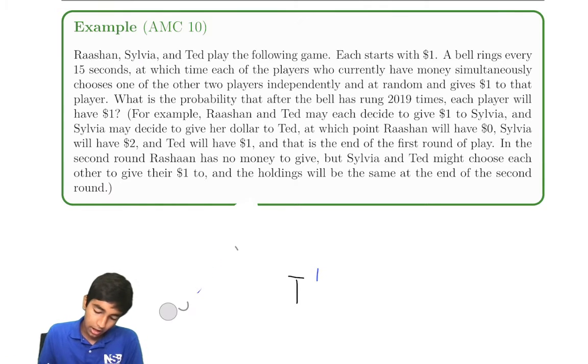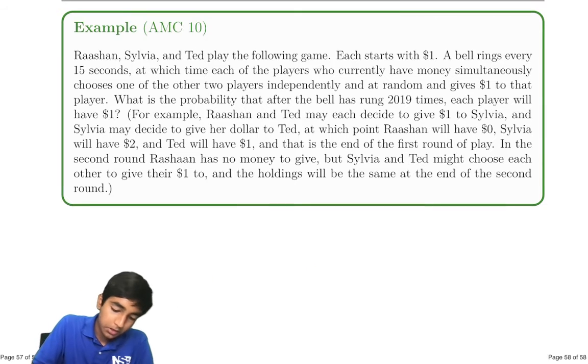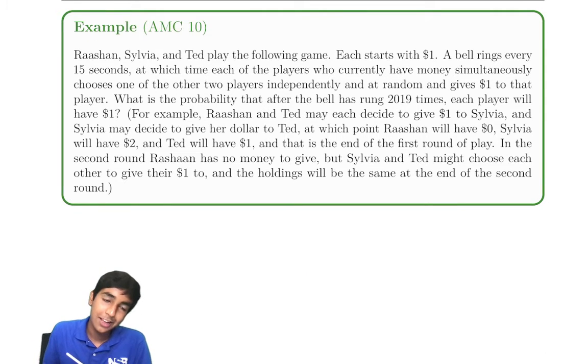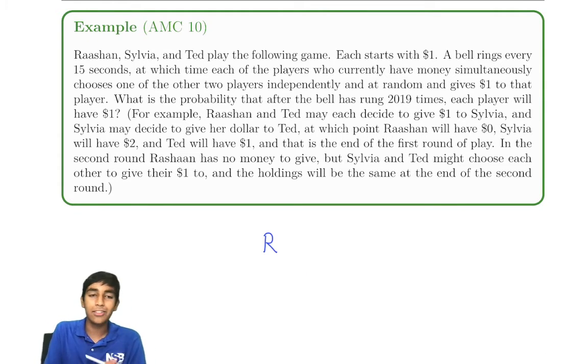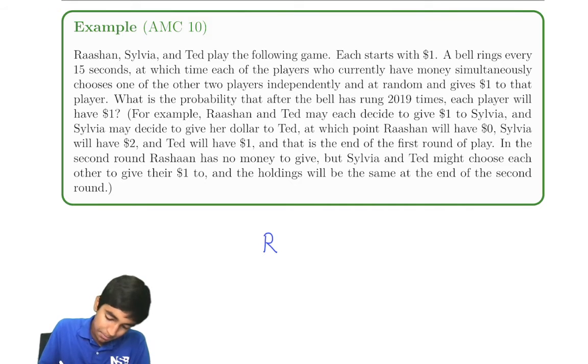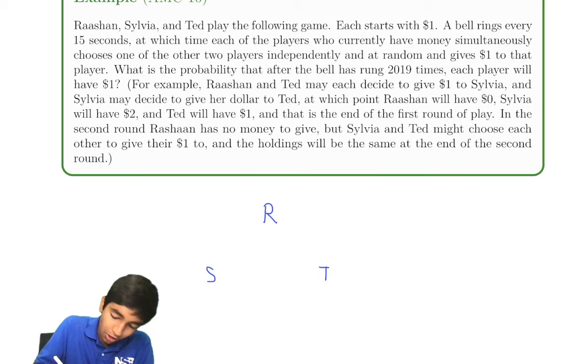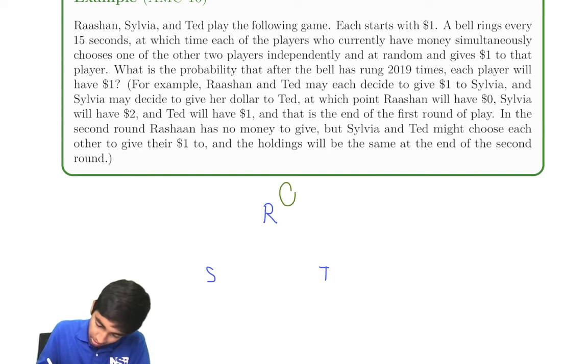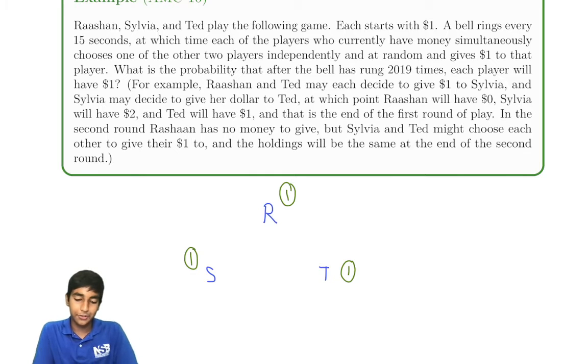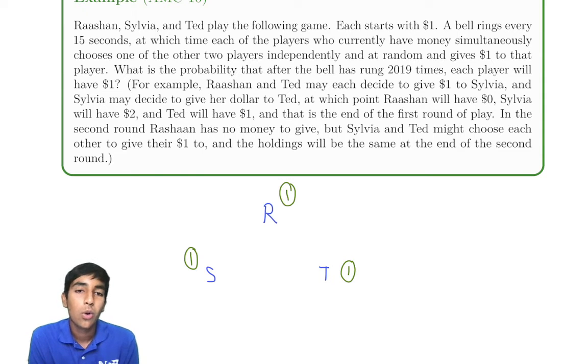Okay, let's try to understand what's going on here. Let's look at our initial state. Now you might be wondering, why is it called states? Because, well, there are many states that this problem can be in. The first state, also the starting state, is that they all have a dollar. $1, $1, $1. Okay, interesting. So now, after the bell's rung once, what can we do here?